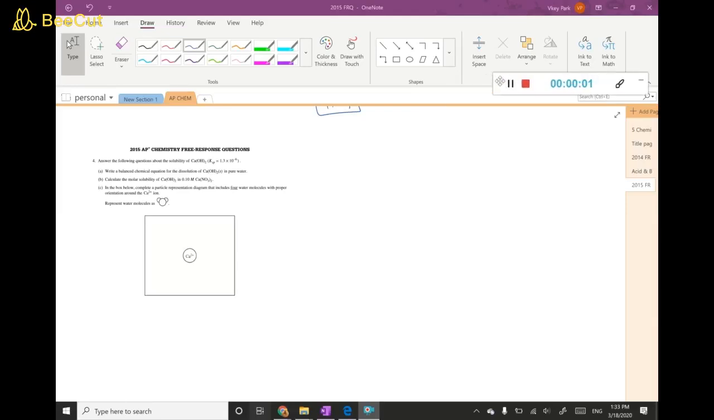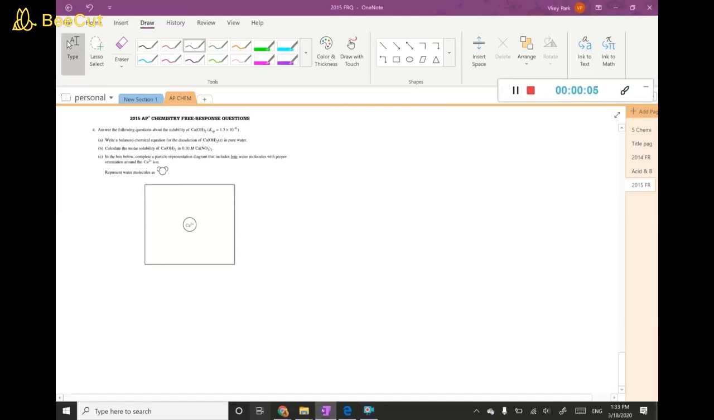Hi guys, this is Vicky and we are continuing with the 2015 AP Chem FRQ question number 4. Question number 4 says, answer the following questions about the solubility of Ca(OH)2 and they give you the Ksp value. Write the balanced chemical equation for the dissolution of Ca(OH)2.